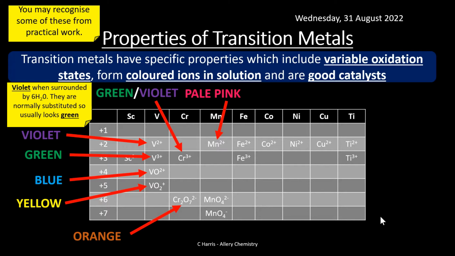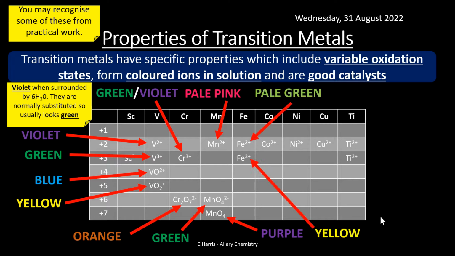Manganese: Mn2+, MnO4 2- is green, and MnO4- is purple. Iron 2+ is pale green. Iron 3+ is yellow. So you might have seen this obviously within some reactions you've done. Cobalt 2+ is a lovely pink colour. Nickel is green.